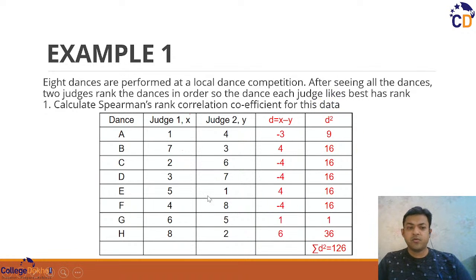Feel free to ask me if you have any doubts so far. Okay, let's carry on to the next page. So we need to keep in mind the value of summation of D square, which comes out to be 126. Also, we need to remember how many set of data are there. If you notice, starting from A to H, there are 8 set of data, 8 pair of data.